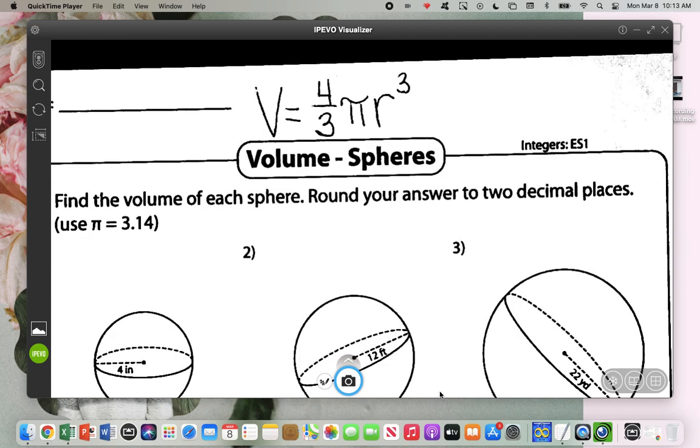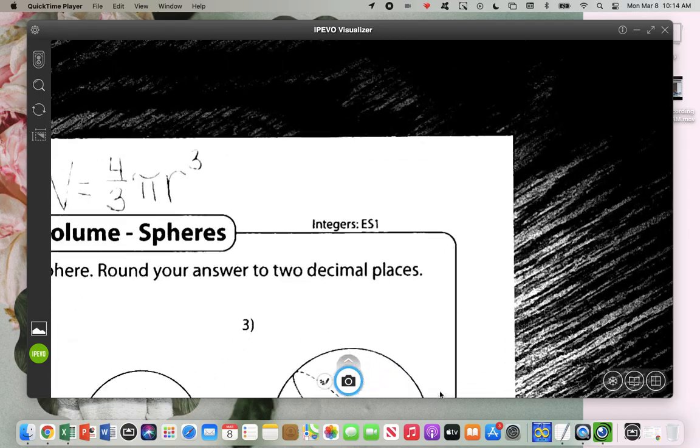Once we plug in these numbers, we will do order of operations. So we'll do our exponent first, and then we'll multiply and divide. But we've got to do our exponents first. Does everybody have that formula written down? Now, whenever I say R for radius, what's the measurement of the radius? Is it halfway across the circle or all the way across? Halfway. All right, what's it called when it's all the way across? Diameter.